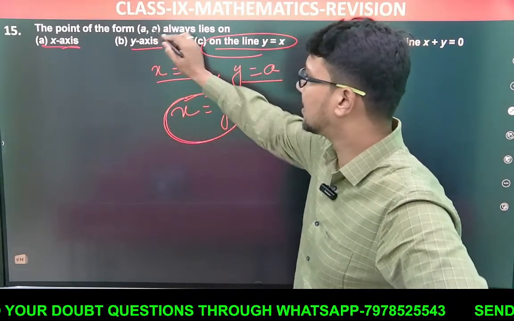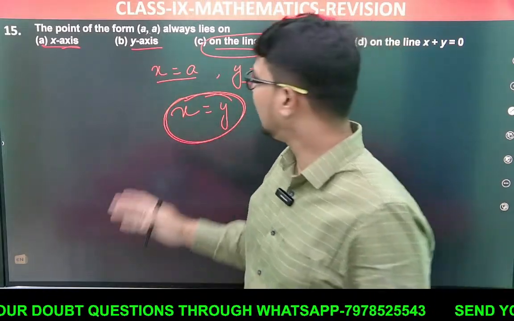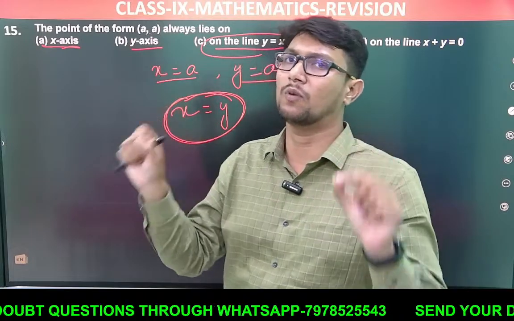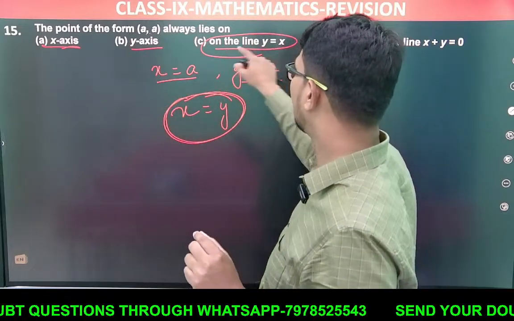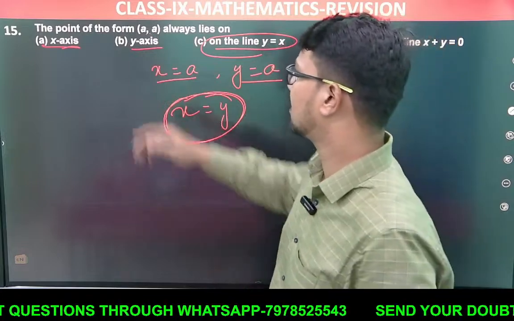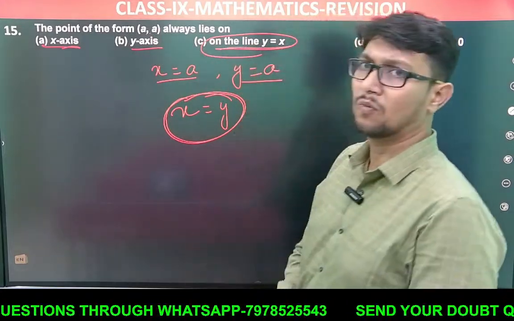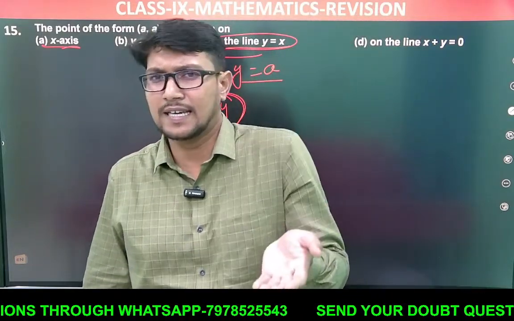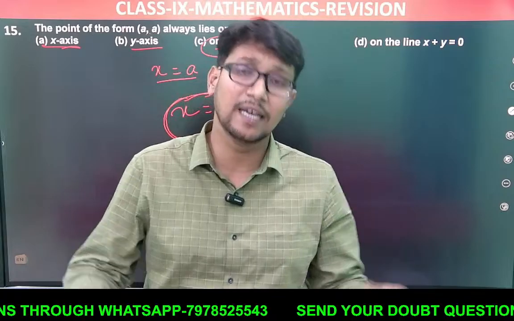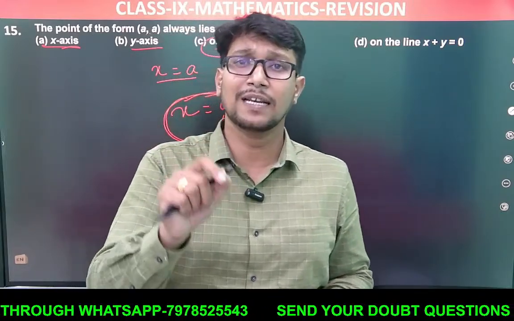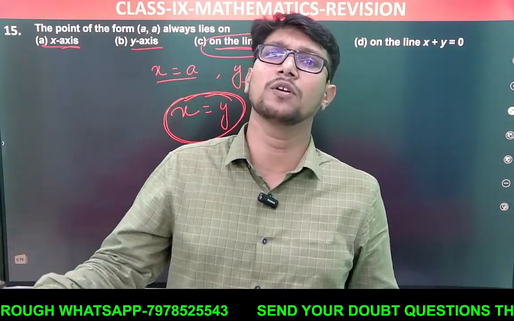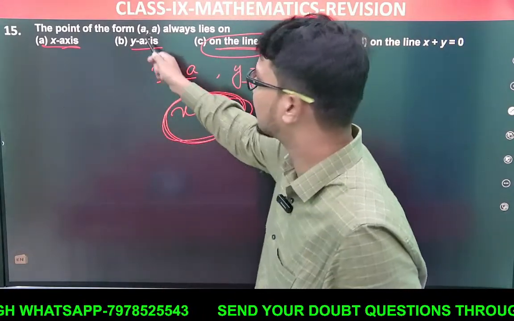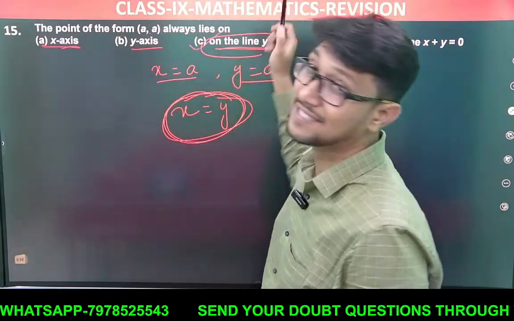It represents the equation x equals y. If (a, a) is a point, it means x equals y, so it is the line y equals x. This point lies on the line y equals x. Are you clear why? Because x is a as well as y is a, so the point lies on an equation where x equals y. We found this equation from the given information. Therefore option C is correct.